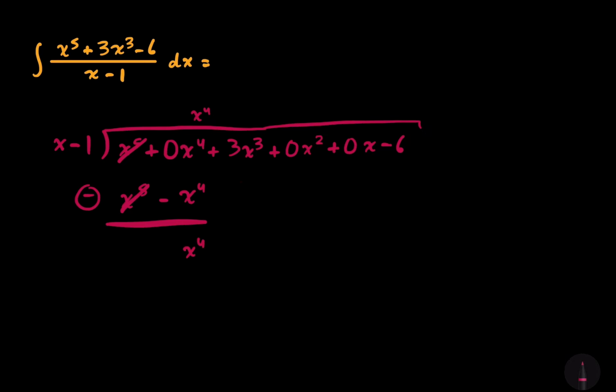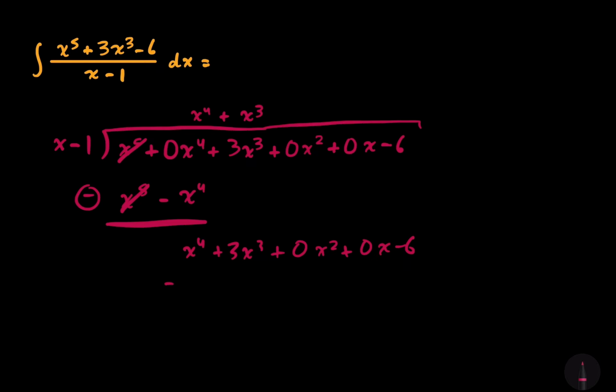And then we bring everything down. So plus 3x cubed plus 0x squared plus 0x minus 6. And then we just continue. So x to the fourth divided by x is just going to be x cubed. And then again, we multiply.